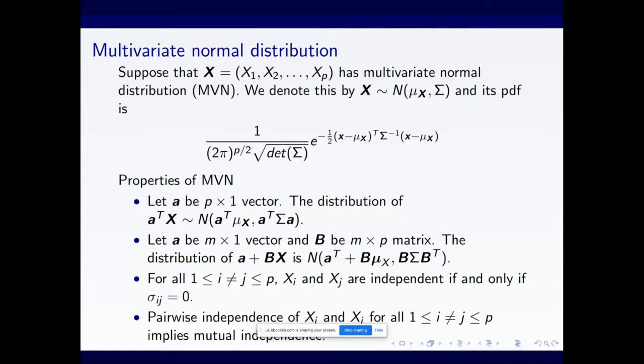But the linear combination of normal distributions preserves the normality in this case, which is a very important property of the multivariate normal distribution.